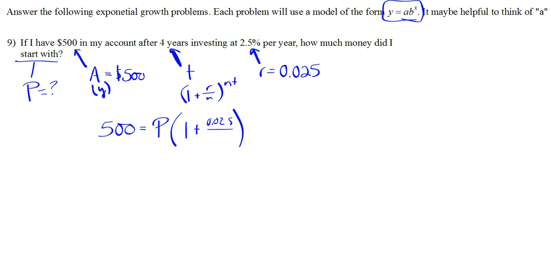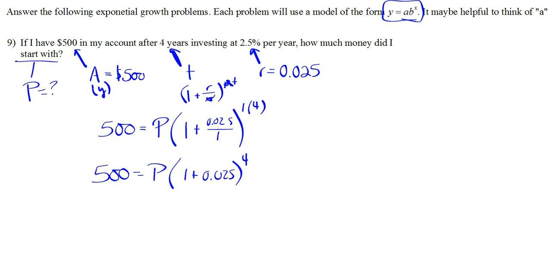Okay, well, how often are we compounding this? It says 2.5% per year. So it's only a yearly thing. So n in this case would be 1 for 4 years. So we can generalize this a little bit. P times 1 plus our rate, 0.025 to the 4th. So this n here and this n here kind of go away.